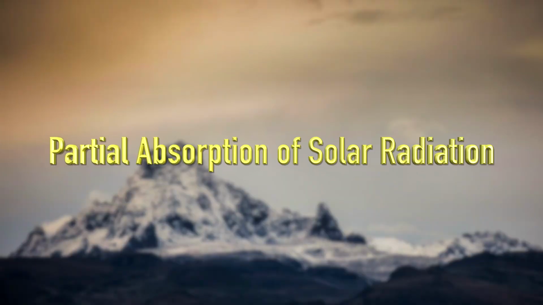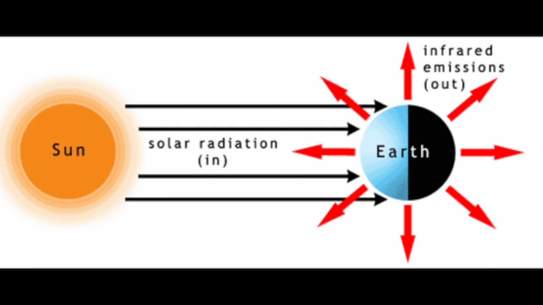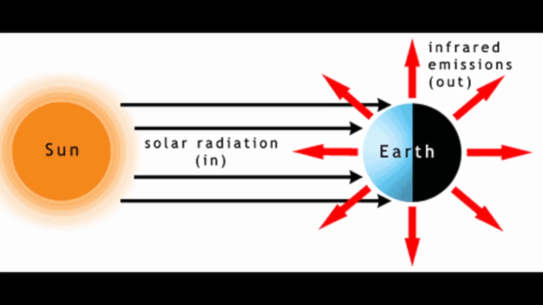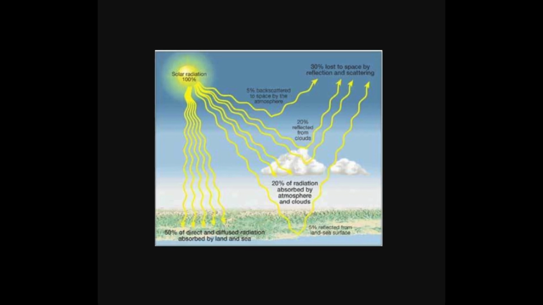Partial absorption of solar radiation. As we know, the atmosphere is not heated directly by the sun's rays passing through it. Even then, the dust particles and water vapor present in the lower layers of the atmosphere directly absorb about 10% of the incoming solar radiation. About 50% of this absorption occurs in the lower 2 kilometers of the air, where most of the water vapor is found. However, the process of absorption is not very effective in raising the surface air temperature.